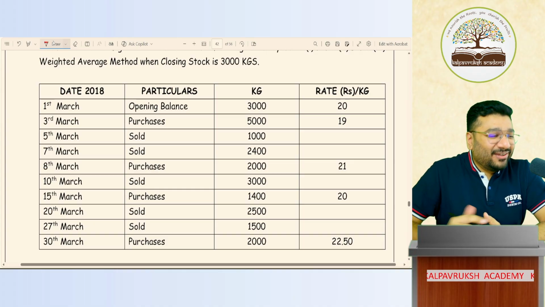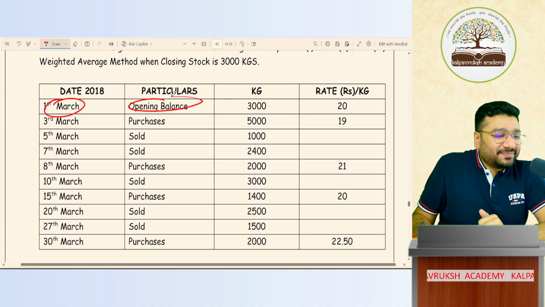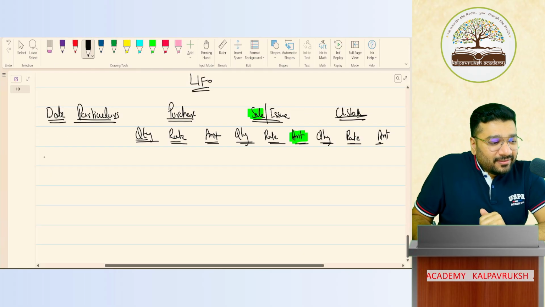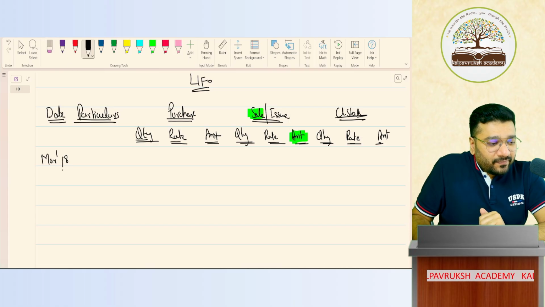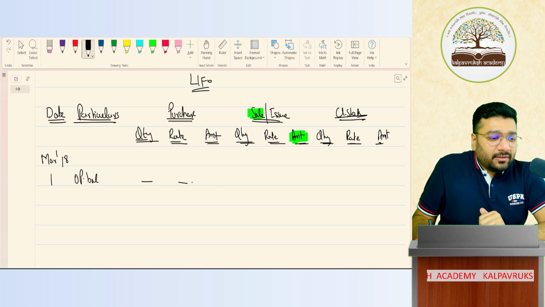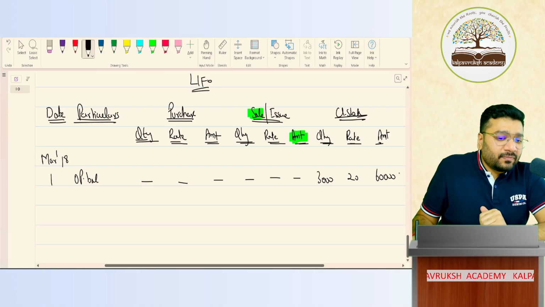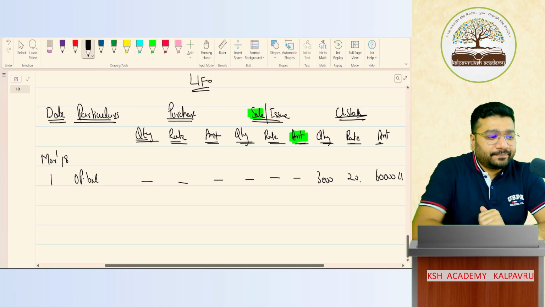My God. Okay, 1st March opening balance 3,000 kg at 20. Fast. We have a long way to go. On 1st of March, opening balance directly record in the closing value. 3,000, 20, 60,000. Any problem? I'll call this L1, lot 1.